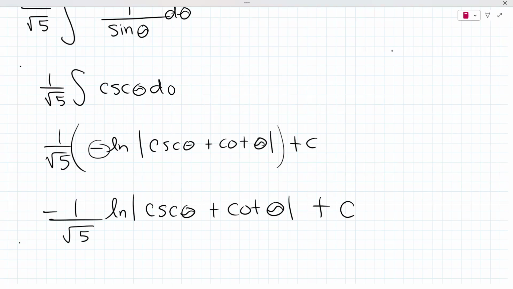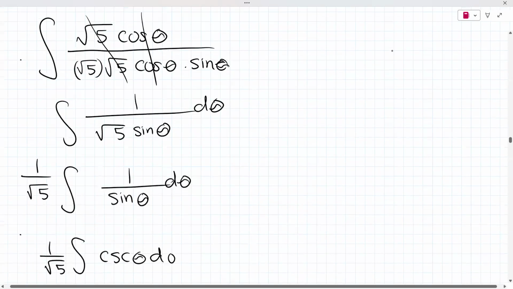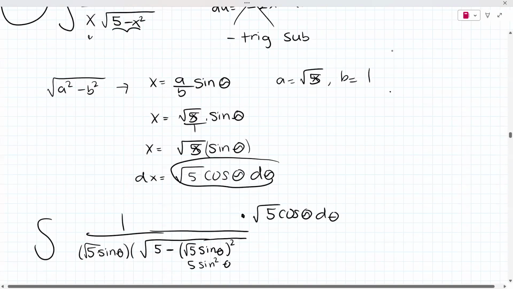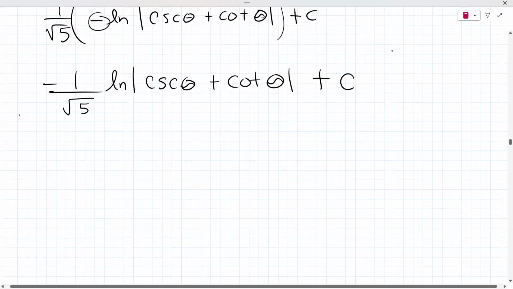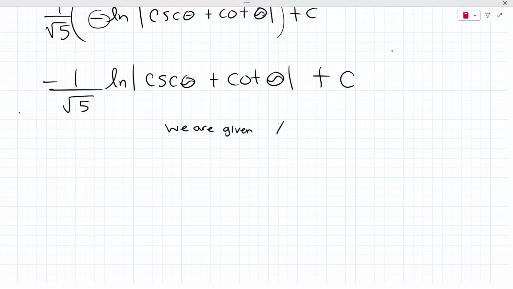Let's see. Is this our final answer? No, we're not. Our final answer has to be in terms of x. We have it in theta, right? So what do we got to do? We have to resubstitute. So we said a while back that x was radical 5 sine theta, right? So we were given x equals radical 5 sine theta.